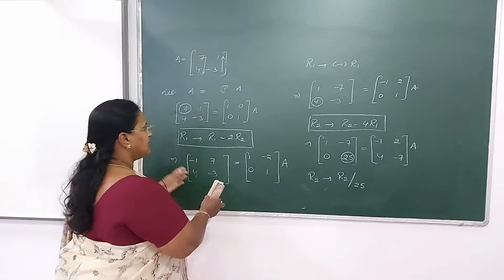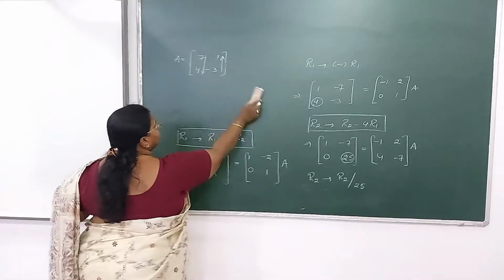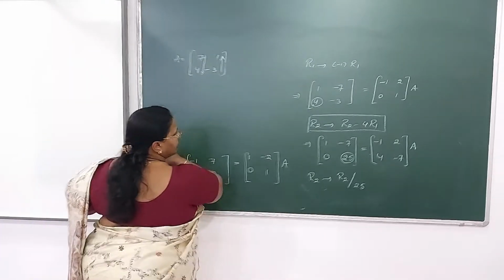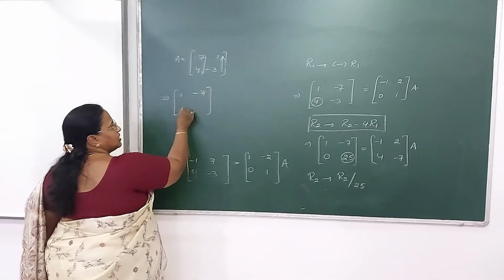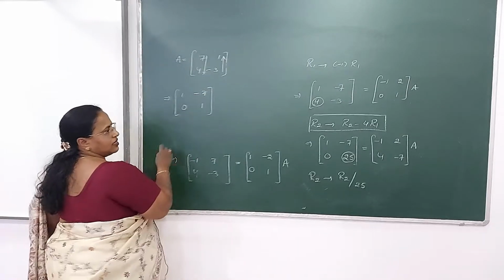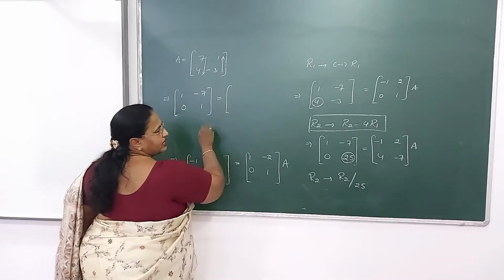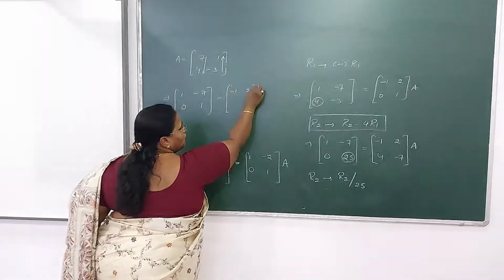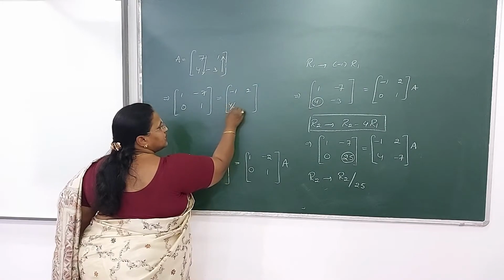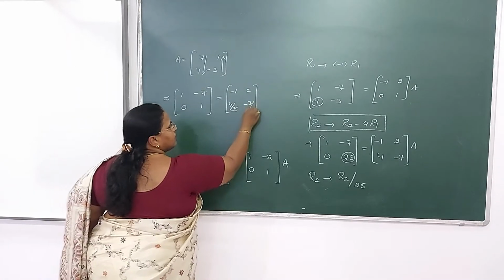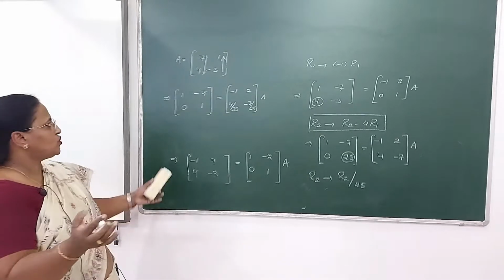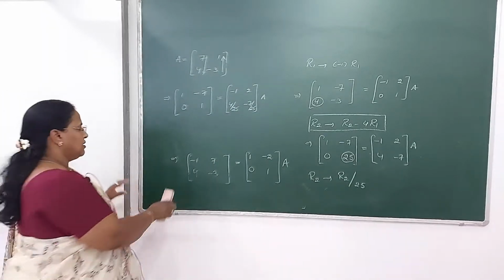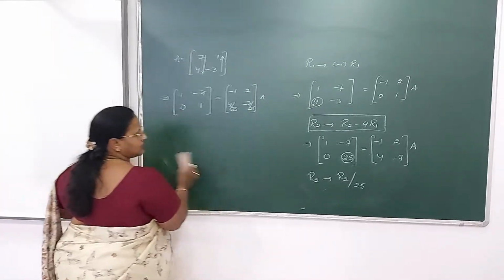So applying the same in the left as well as the right matrix. So here you will get 1 minus 7. This is 0, 1. Now the same thing you perform on the right side. It's minus 1, 2. 4 by 25 minus 7 by 25 times A. Now almost we are in the last part. Now what is the next and the last step?